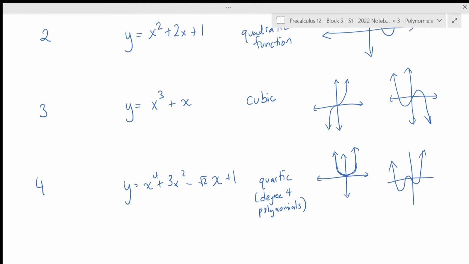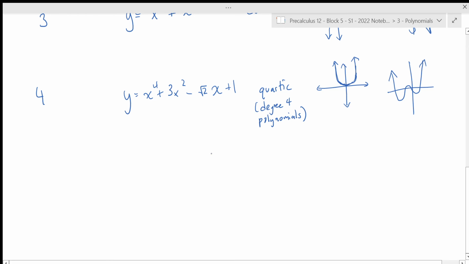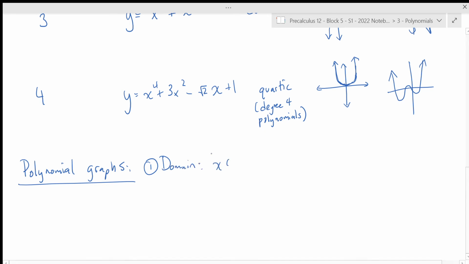Okay. So let's talk about some of the things these have in common. Polynomial graphs all have a domain that is x is all real numbers. So all pieces of them take in any number. There's no x you can't plug into a polynomial graph. Number 2, they are continuous. So unlike our rational and radical functions, these exist everywhere in R. There are no gaps or breaks.